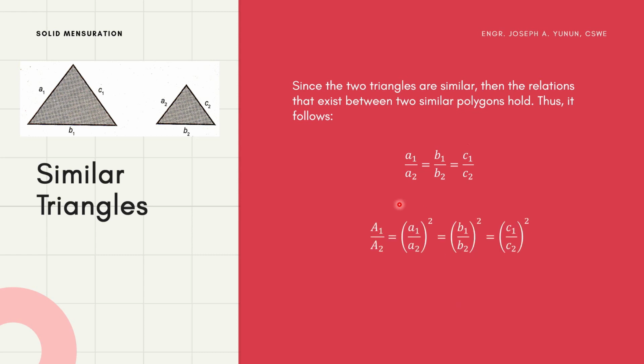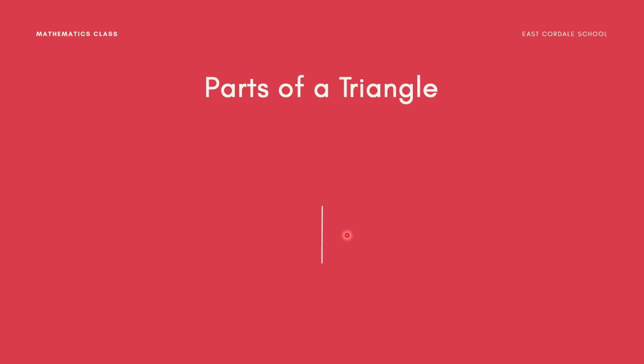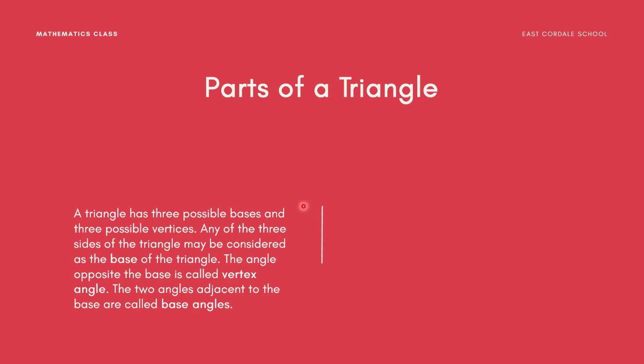Then for the area, the ratio of the areas can be equal to the square of the ratio of any two corresponding sides. And for the perimeter, the ratio of the perimeters can be equal to the ratio of any two corresponding sides.